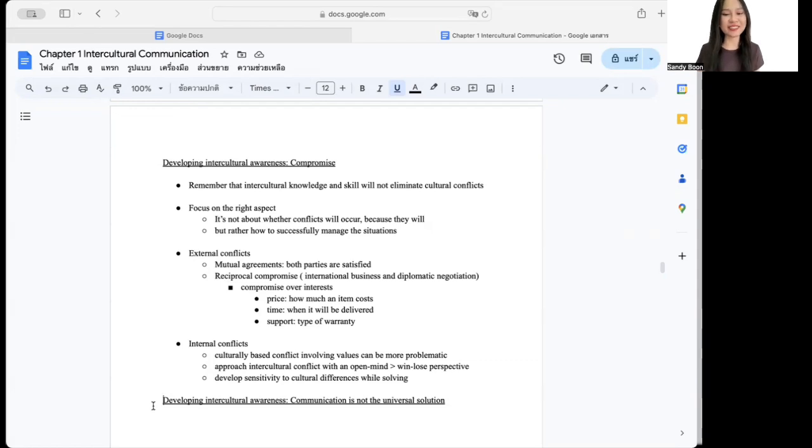It's a win-win situation. The last one is to understand that communication is not the universal solution. Once again, it's a big misconception that many people learn intercultural communication because they think it will solve everything. Just remember, it's not the universal solution. You cannot just use it to fix everything.